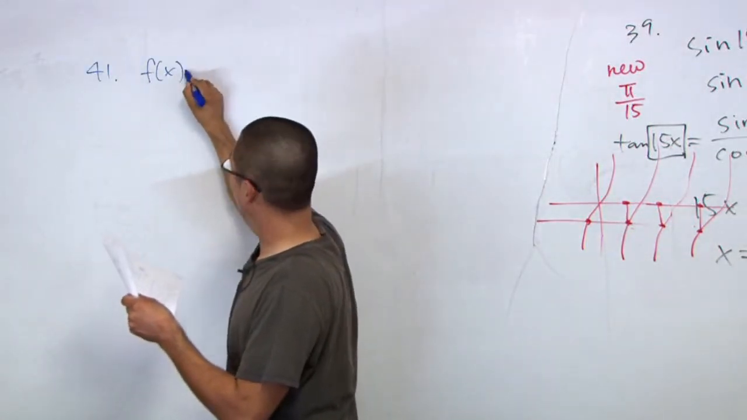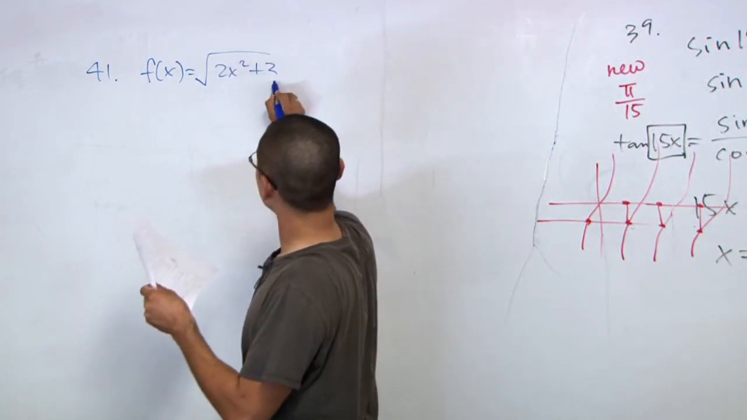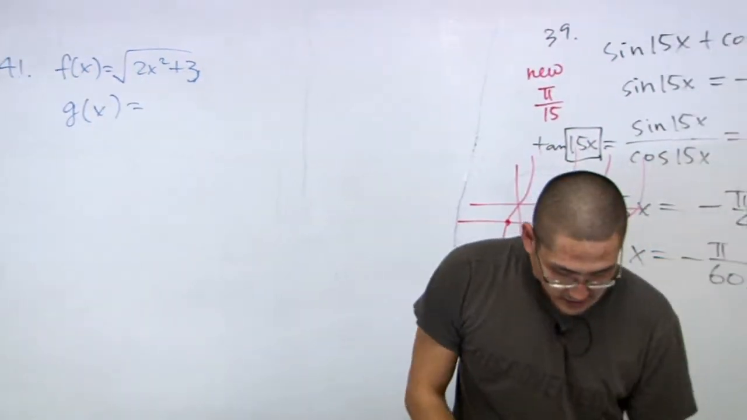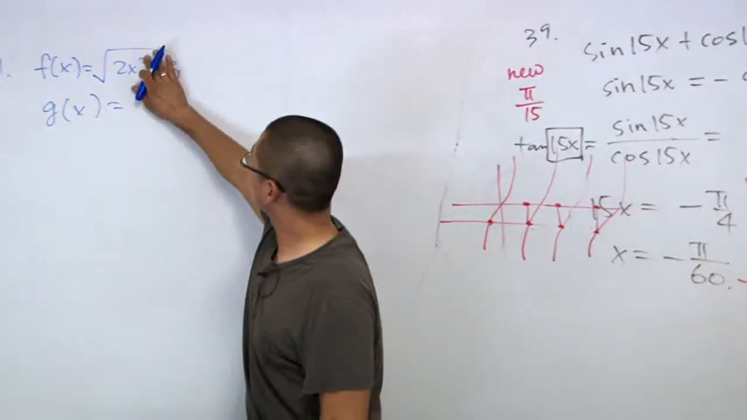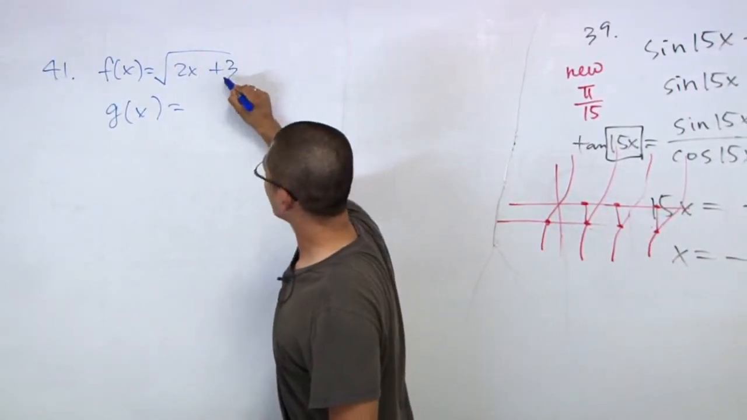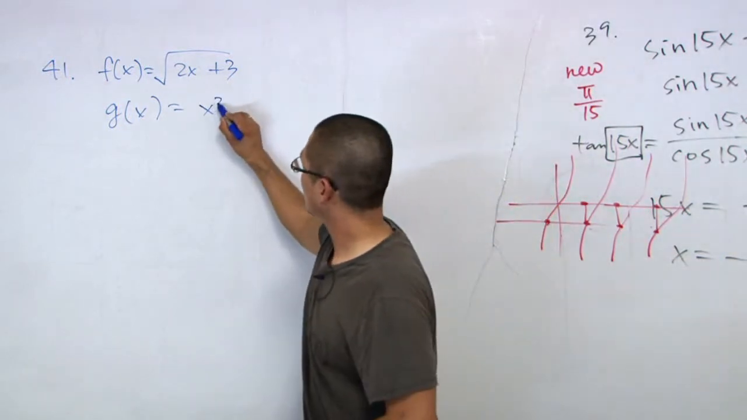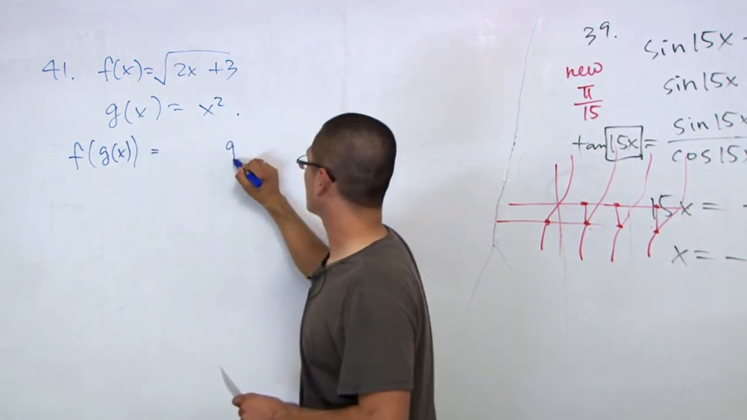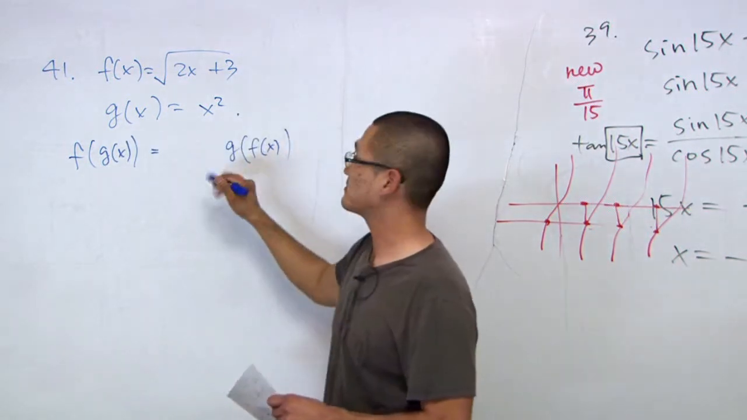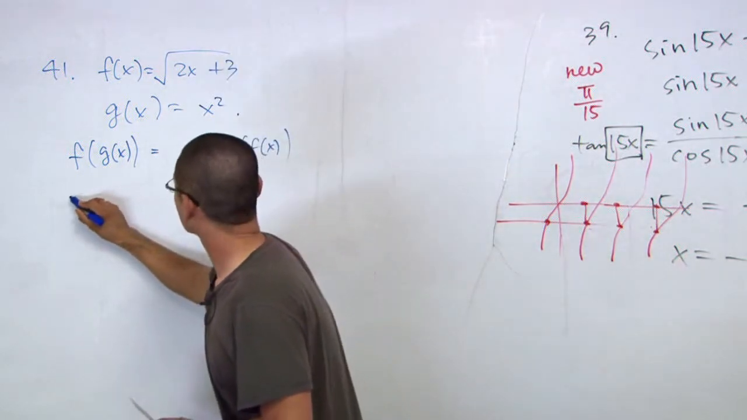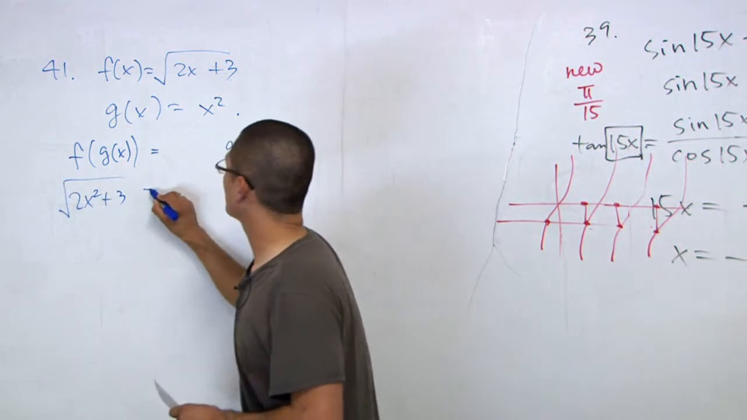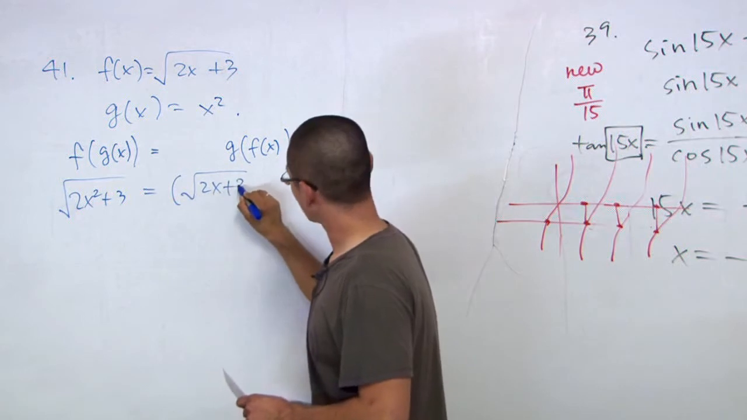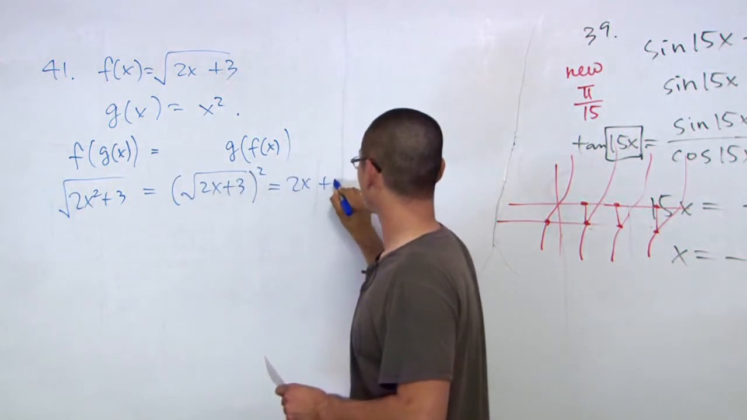41, we have f of x given as 2x squared plus 3, and g of x given as, no, that's not true. f of x is given as 2x plus 3, I misread it. Okay, and g is given as x squared. So we are going to put composed function f of g and g of f, and they are supposed to be the same. So we're going to put this inside. We get 2x squared plus 3 square rooted. That's equal to this thing completely inside. So we get square root of 2x plus 3 squared, which is same as that thing freed up.